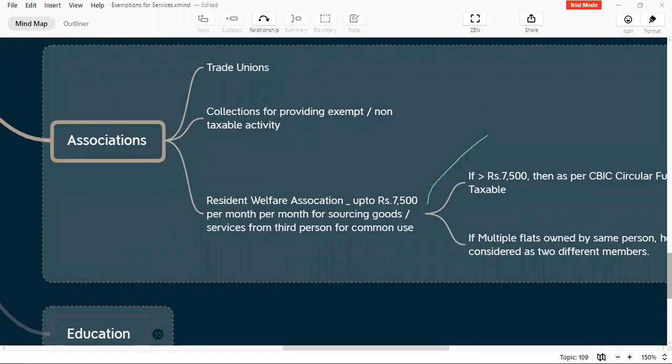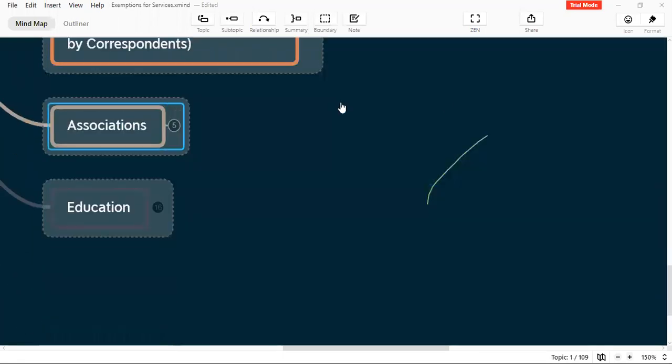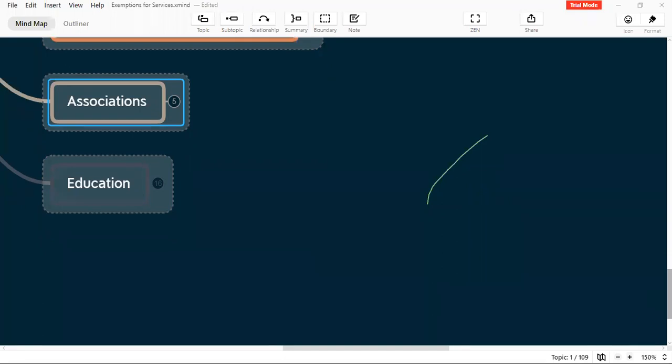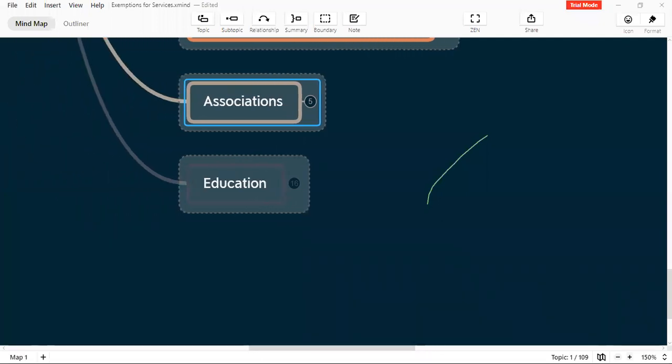Okay. So that's about associations. We are ready to have some questions. So we will now move on to the last part of today's discussion. I don't want to dump you with too much discussion, but as I told you, we are going to finish 50% of it. The next 50% we'll keep for another session. Now we move on to the next service, called education. So the association is over. We move on to education. Okay.